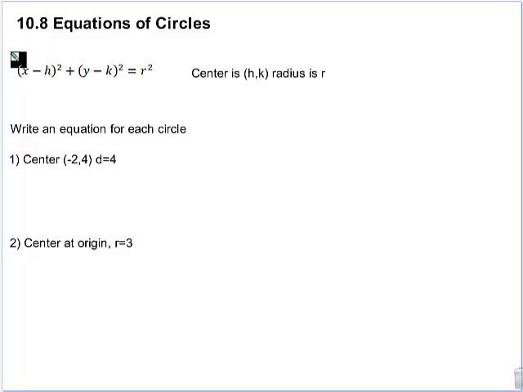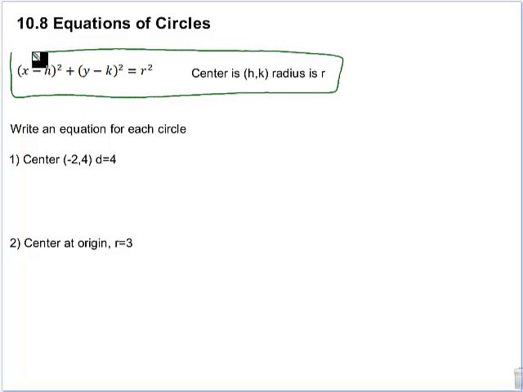All right. So equations of circles. There's really two things that we need to know here. We need to know what the formula is for a circle, and then we need to know what the letters represent within that formula. So the important things are right there. I squared it off in green.